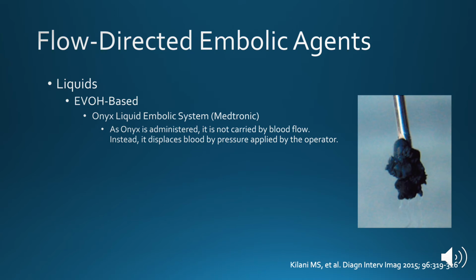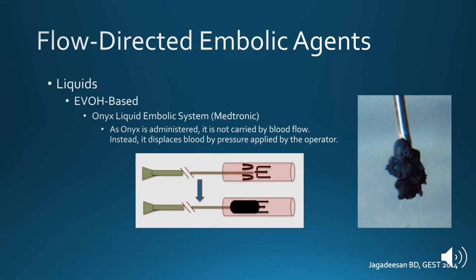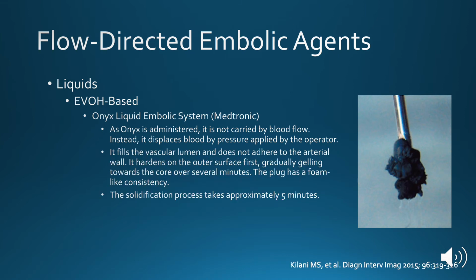As Onyx is administered, it's not carried by blood flow. Instead, it displaces blood by the pressure applied by the operator. And as you can see in this diagram, it advances a little bit forward, but also refluxes slightly back around the tip of the microcatheter to form that initial plug, which can then be pushed forward slowly by injection pressure.